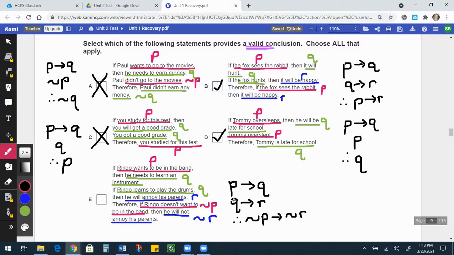This does not match any of the four laws. Therefore, E is not valid and is not one of our answers. The only two that would be valid would be choice B and choice D.